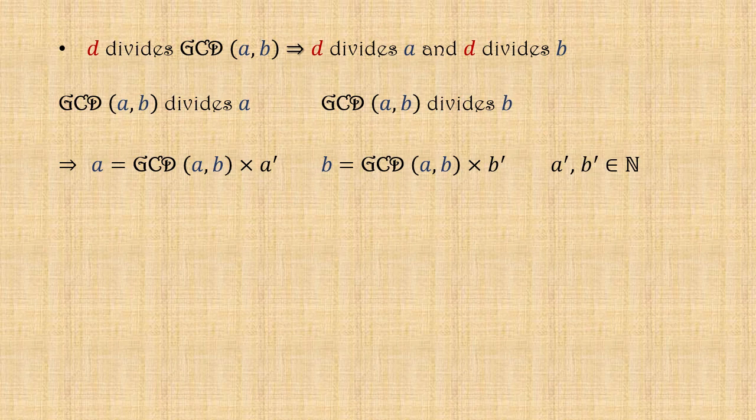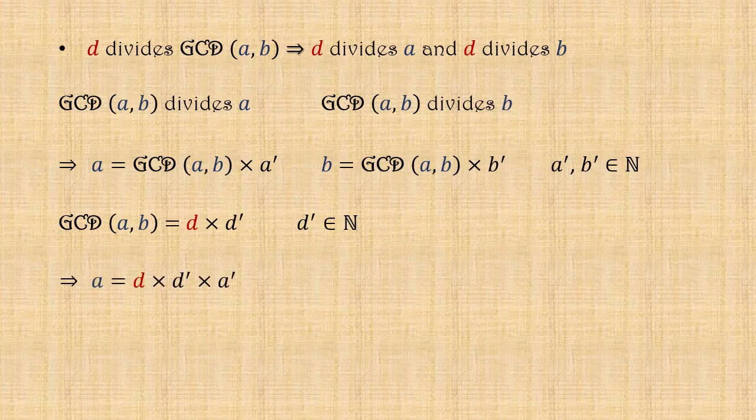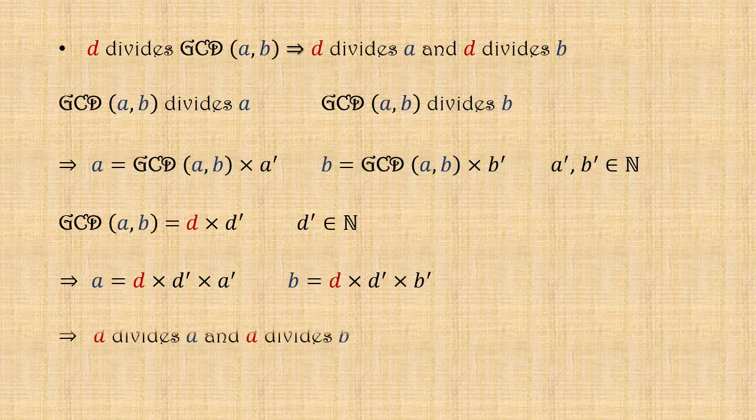But because we suppose that d is a divisor of the greatest common divisor of a and b, then there is a natural number that we can note, d prime, such that the greatest common divisor of a and b equals d multiplied by d prime. By replacing the greatest common divisor of a and b in our first equalities by d multiplied by d prime, we would have a equals d multiplied by d prime multiplied by a prime, and b equals d multiplied by d prime multiplied by b prime. And this means that d divides both a and b. So this was how to prove the first implication.